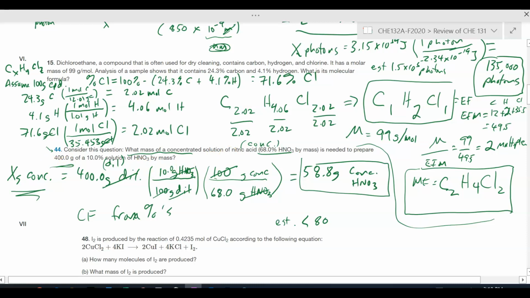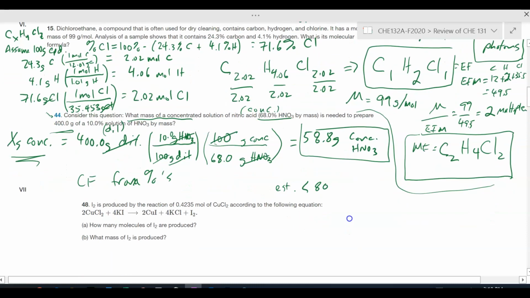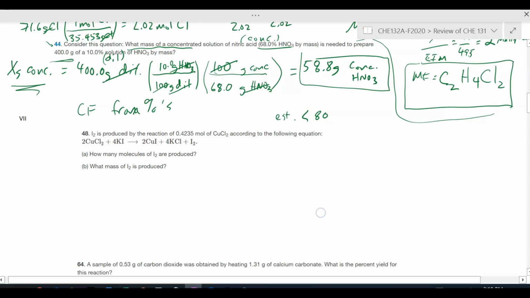All right, so going into chapter 7 here, we have a problem that is a stoichiometry problem. And we're told that I2 is produced by the reaction of 0.4235 moles of copper chloride according to this following equation. We're asked how many moles or how many molecules of I2 and what mass of I2 is produced.